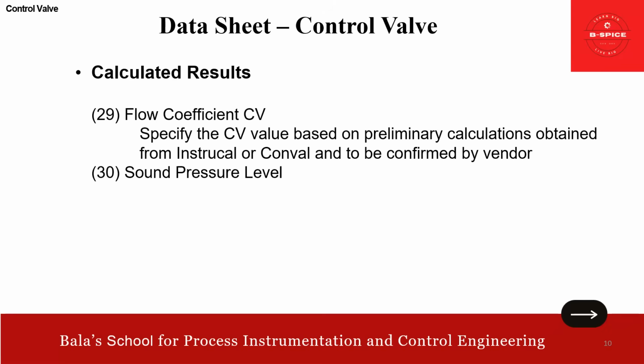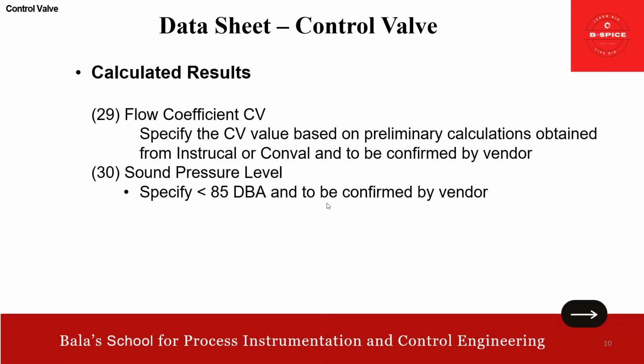Okay, friends. Now, the second item is the sound pressure level. What is the sound pressure level? Normally, we should restrict the noise to less than 85 dBA. Almost every refinery or project goes with this requirement. Of course, we need to confirm with the vendor. In some cases when they do the sizing, it may go beyond 90. In that case, we need to take proper remedial action to reduce this noise.